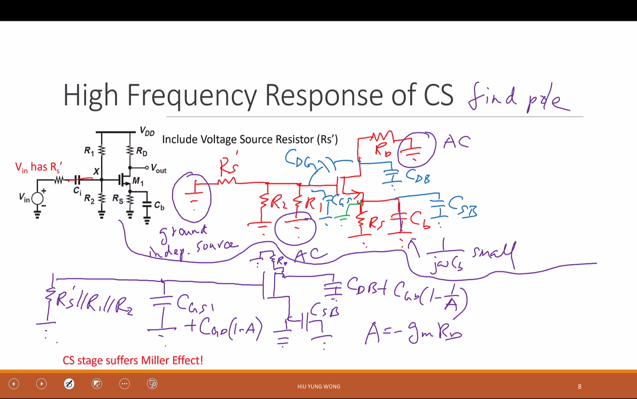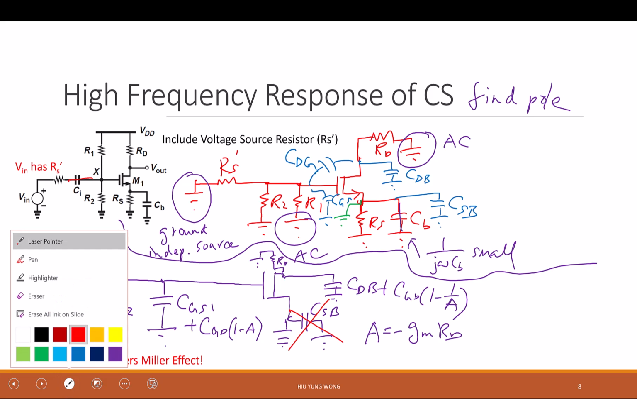How about CSB? Do I need to care about that? Zero to zero. Very good. Sorry for this drawing, because it's shorted off. RS and CB are in parallel, but now CB is shorted to ground, so RS is also no effect. So this point is basically ground. That's why I put the green line here, right? So we have ground on SB on both sides. That's why it is gone. So now we can find the poles.